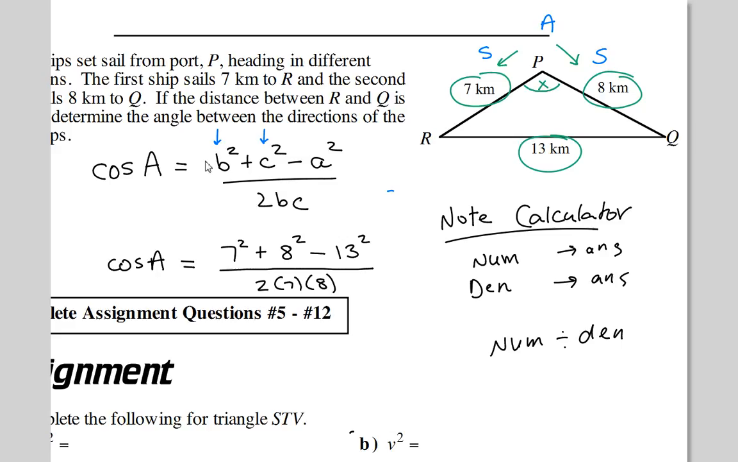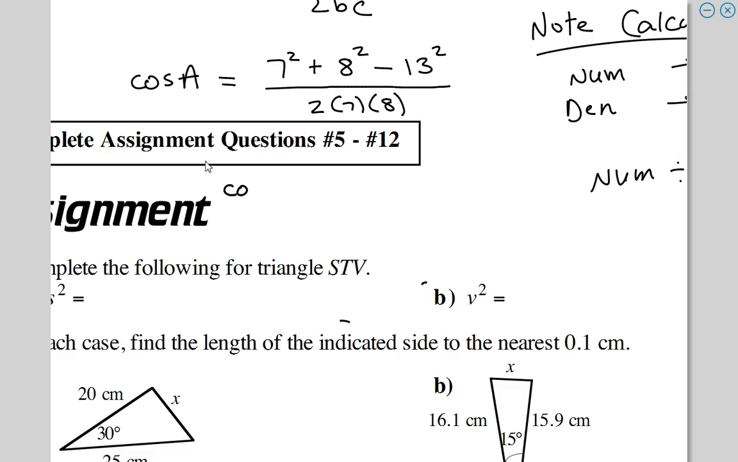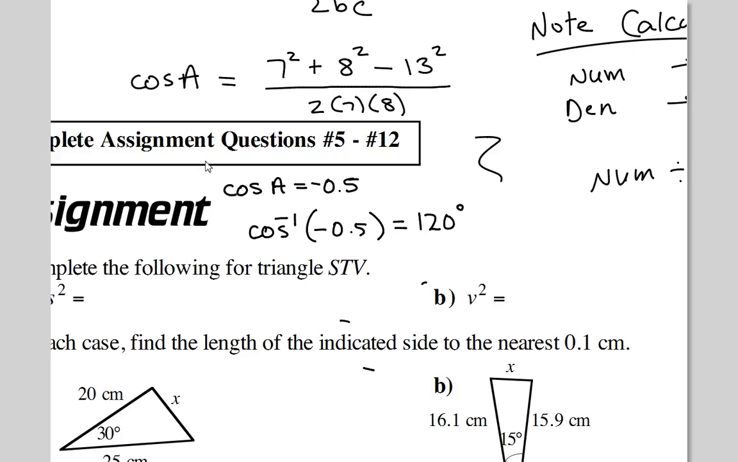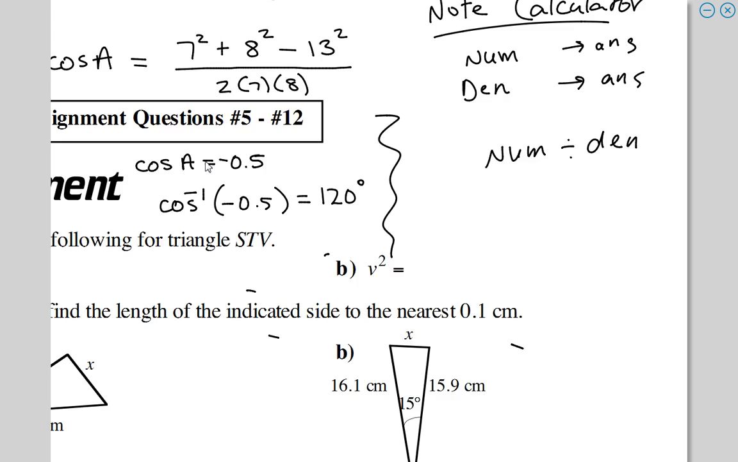Okay, so let's take a look at the two variations that we have. We had cosine A equals negative 0.5, right? That's what we should have got, right? Negative 0.5. And then you go second cos of that negative 0.5, and a lot of you were getting 120. Okay? And then what did I do? I didn't put in the negative, I just put in the 0.5, and I got 60.